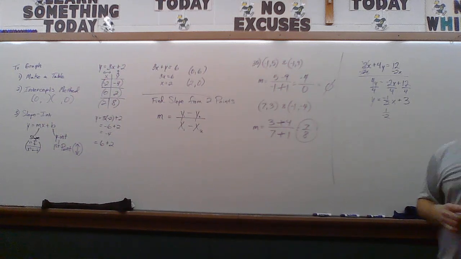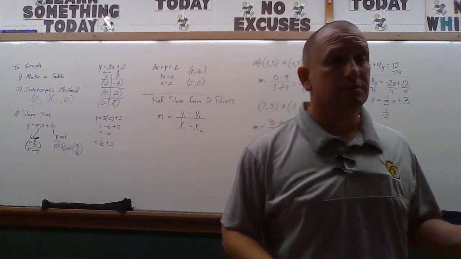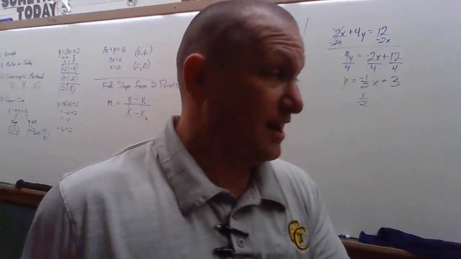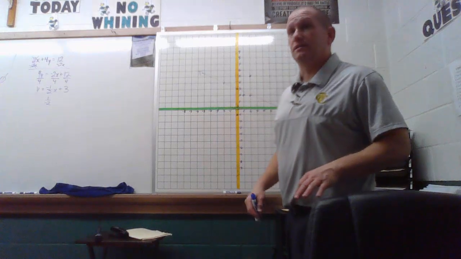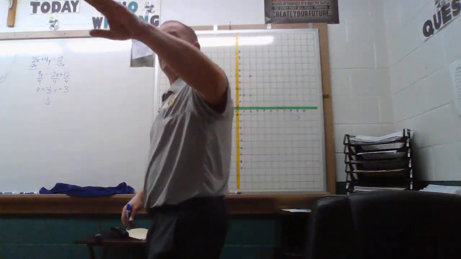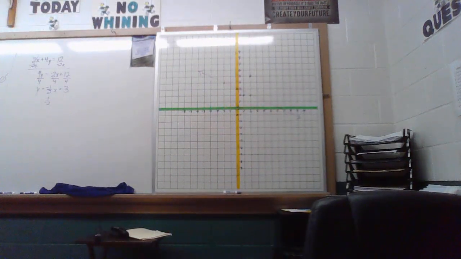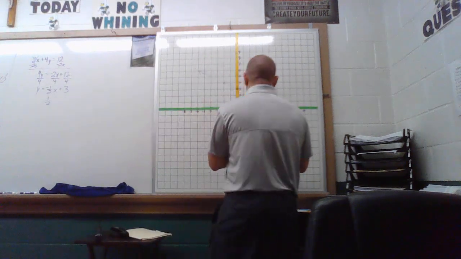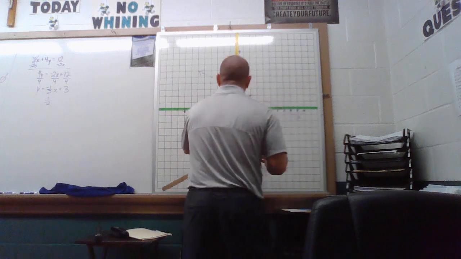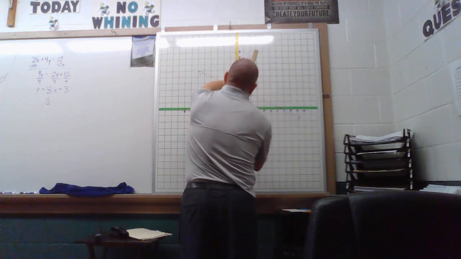Now we're into inequalities, so now we have to think about what kind of line we're going to draw. If it's less than or greater than, we use a dashed line. If it has an equal sign, then we use a regular line. So in this case, we're going to have a solid line. So again, in this case right here, we are going to connect our dots.